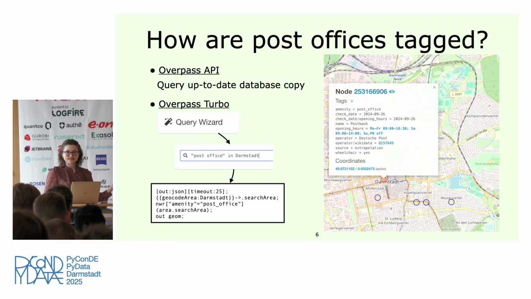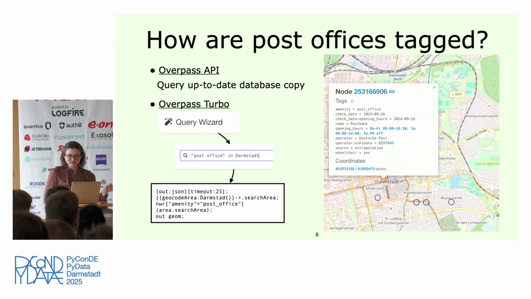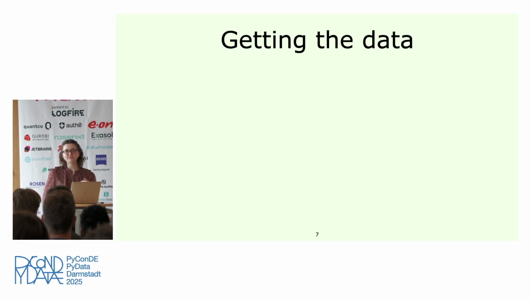So this is the result that you get in Overpass Turbo. All of the little circles represent nodes. You can click on them, dive deeper into the data, and also discover maybe other tags that would be useful for us, like operator equals Deutsche Post. Awesome. So now we know how to get neighborhoods. We know how to get post offices. How can we get our hands on this sweet, sweet data?